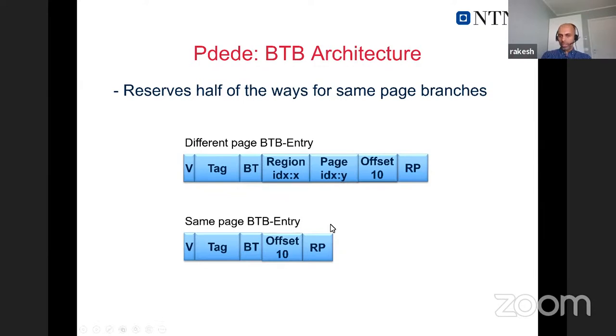By eliminating these two fields, they reduce the requirements to only 10 bits for the offset, or for the target in this case. Nice. So what are the limitations of this state of the art? They are doing good in the sense of reducing the number of bits that you need to represent a target.